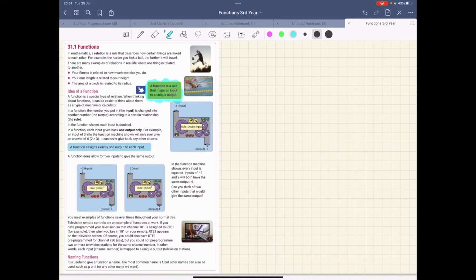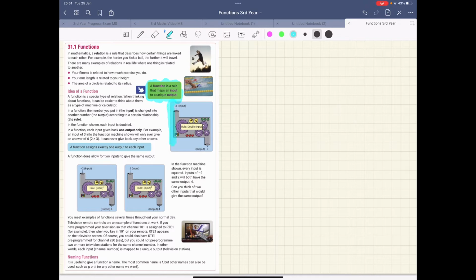A function is a rule that maps an input to a unique output. That's a really fancy way of saying that when you put one number into a function, it will give you out a different number. If you put the number 1 into a function, it might give you the number 2. And if you put 2 into the function, it might give you the number 3. That's all it's talking about: whatever you put into the function, it will give you out something. That's all. It's a concept, an idea. So that's what they say here.